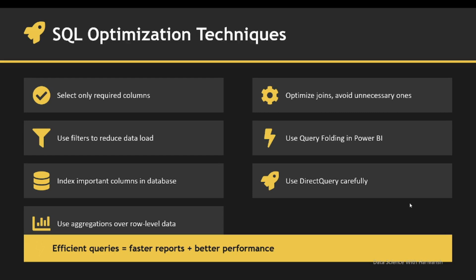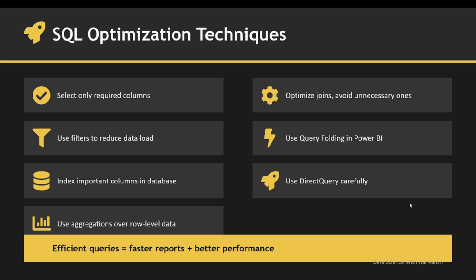Because every single user interaction triggers a database query, if you must use direct query, make sure your database is well indexed, your queries are highly optimized, and you limit the number of visuals on each page to reduce the number of simultaneous queries being fired. For most reporting scenarios, import mode is the recommended choice for optimal performance.